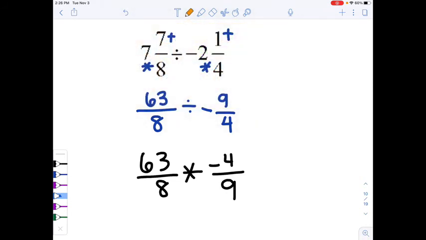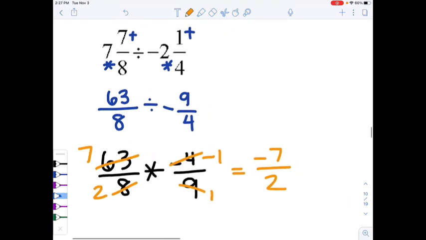Now that it's multiplication, I can look to see if I can cross simplify. And in this case, I can. 9 goes into 9 once. 9 goes into 63 7 times. 4 goes into -4, -1 time. I'm not going to forget about the negative. And 4 goes into 8 2 times. Now I can multiply. 7 times -1 is -7. And 2 times 1 is 2.